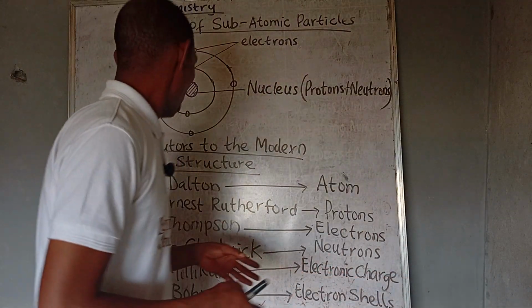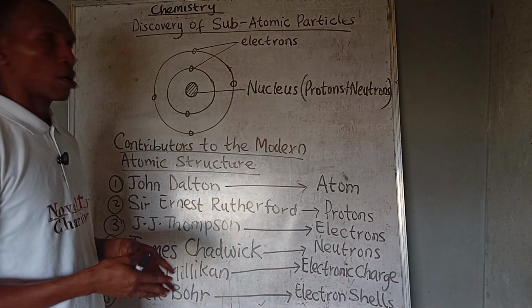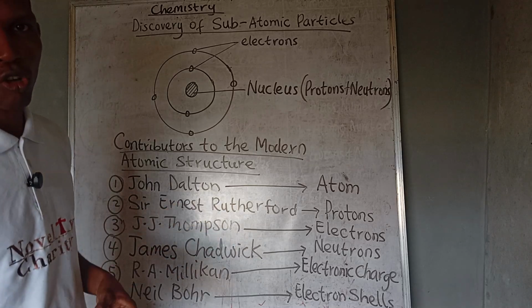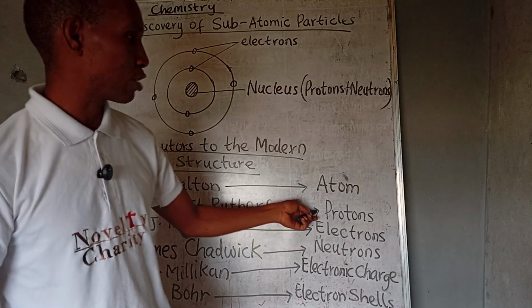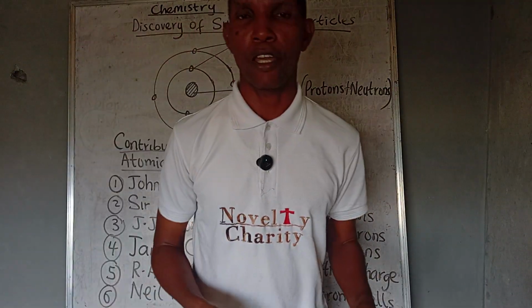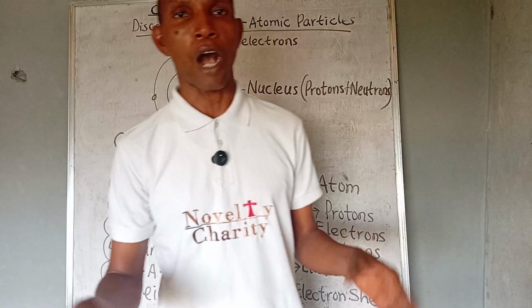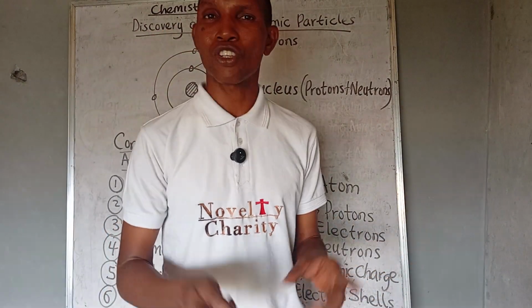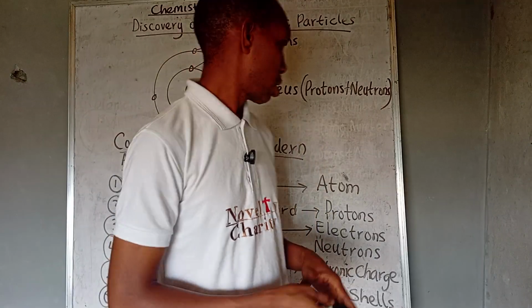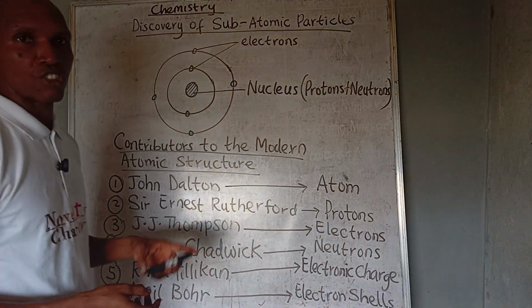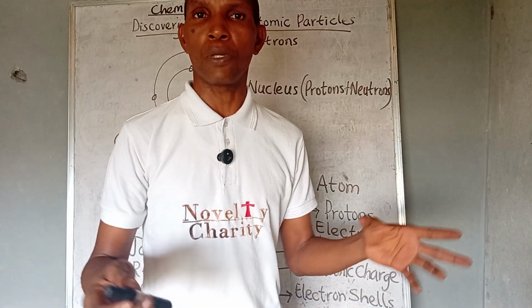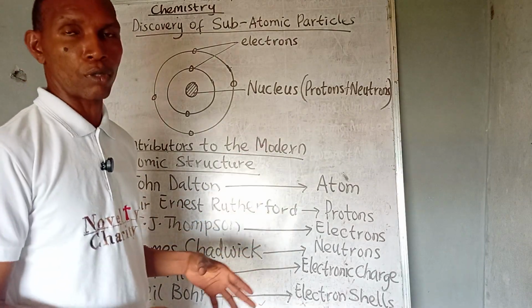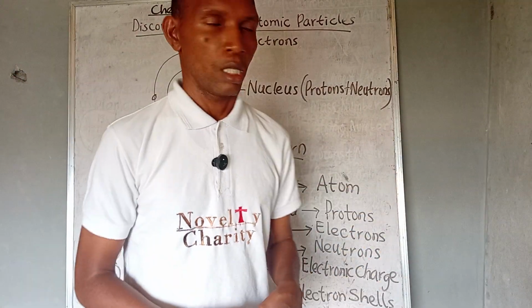Now let's talk about Sir Ernest Rutherford's contribution to the modern atomic structure. Sir Ernest Rutherford discovered protons. He discovered protons through his gold foil experiment by bombarding gold foil with alpha particles. And he also propounded that the mass of an atom is concentrated in the nucleus. Don't forget that Sir Ernest Rutherford gave the planetary model of the atom, but John Dalton gave us the billiard ball model or the solid sphere model.